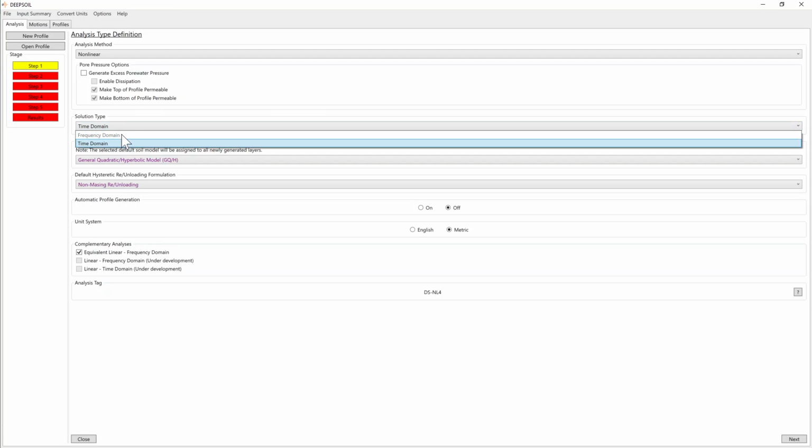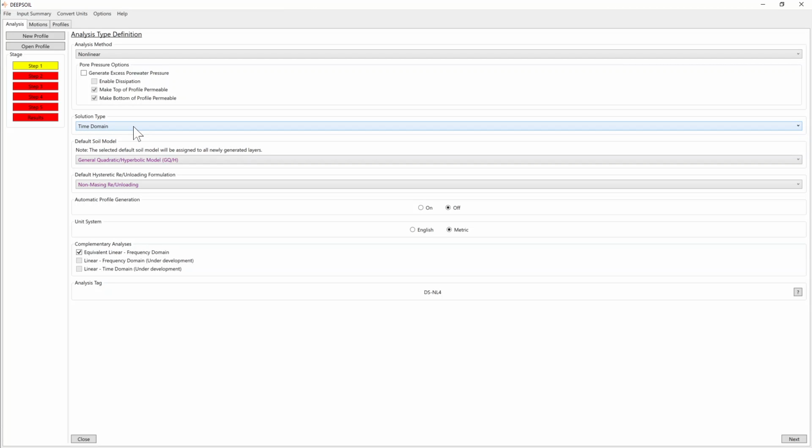The solution type now is time domain, just because in a nonlinear analysis you can't solve the equation of motion in the frequency domain, so I have to use time domain. It's a bit more time consuming, but that's what you have to deal with. Soil models are usually the same, so GQH and non-masing as well. And you'll notice here that in the complementary analysis, you can also run equivalent linear analysis, and I would strongly suggest to keep this box ticked so that you can also run equivalent linear analysis in parallel and compare both and see if there's maybe an error in your nonlinear analysis. That about sums up the home screen of a Deepsoil analysis.